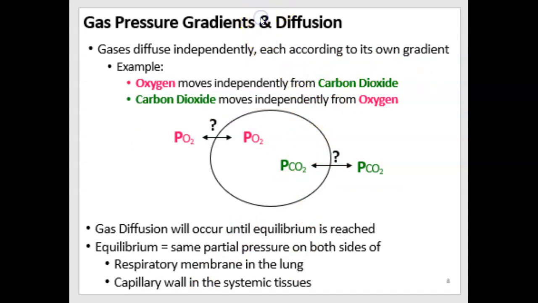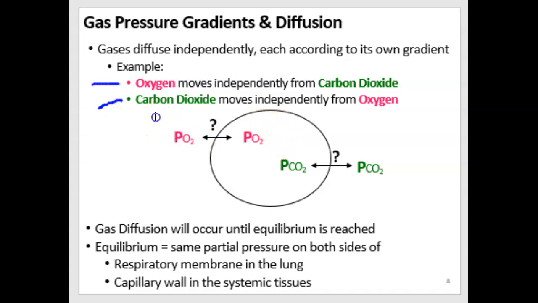So oxygen is going to move according to its pressure gradient, independent from the way that carbon dioxide diffuses, from the direction. So a partial pressure gradient will determine the direction that a gas diffuses. And the direction that oxygen moves is independent from the direction that carbon dioxide moves. It all depends on the gradient.